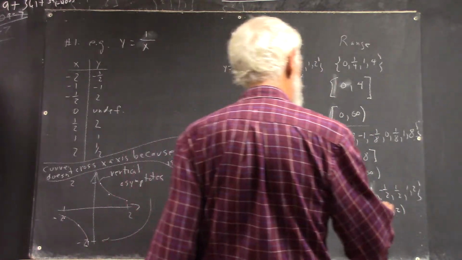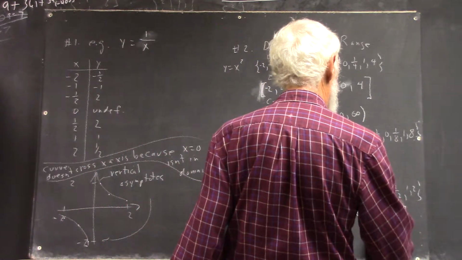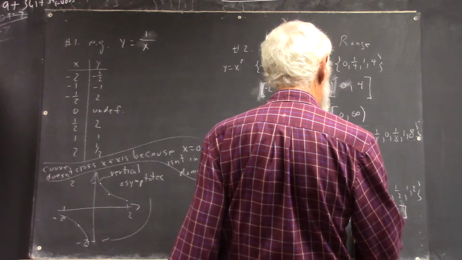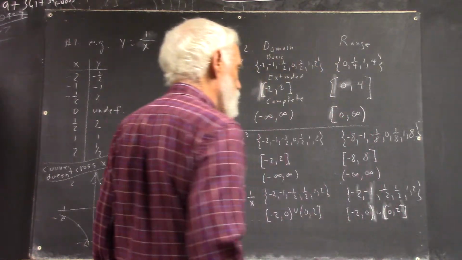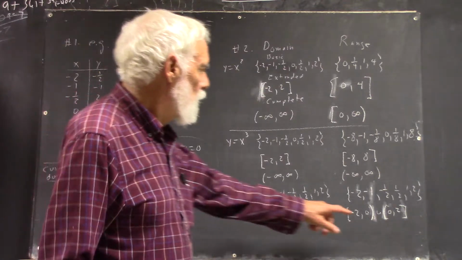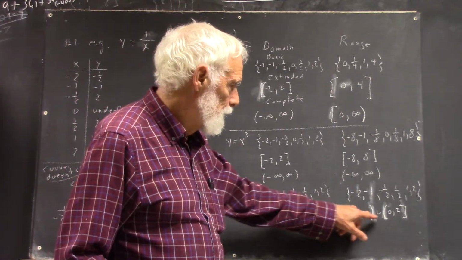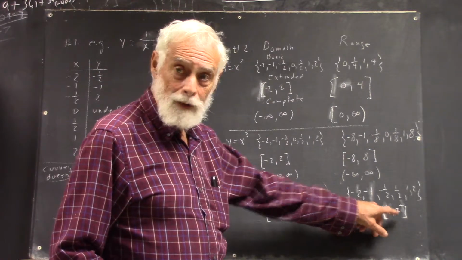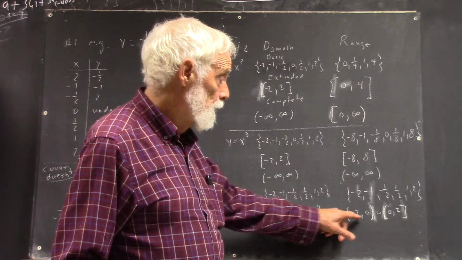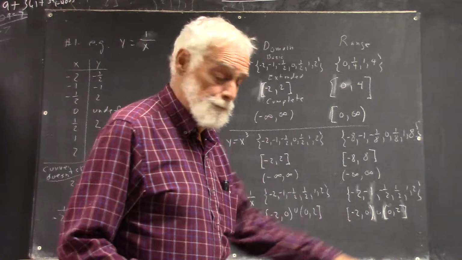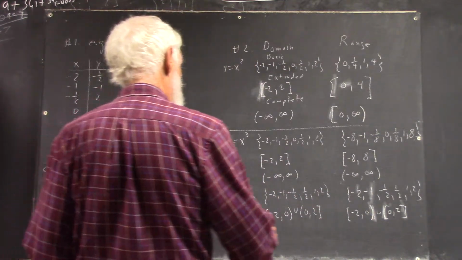And I did it wrong. Started to do it right. Since I've done this one wrong, I did that one wrong. Okay? And you have the open parenthesis here because you don't include 0. Close parenthesis here because you do include -2 and you include 2. Okay?